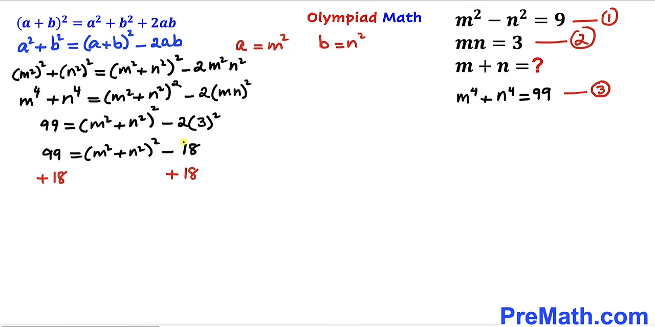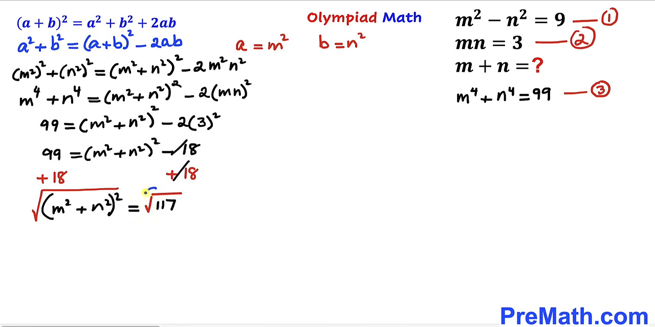We can see this negative and positive 18, they are gone. And on the left hand side, if we add these one, that is going to give us 117. So therefore we can write this one as (m square plus n square) whole square is going to be equal to 117. And now I am going to undo this square by taking a square root on both sides.